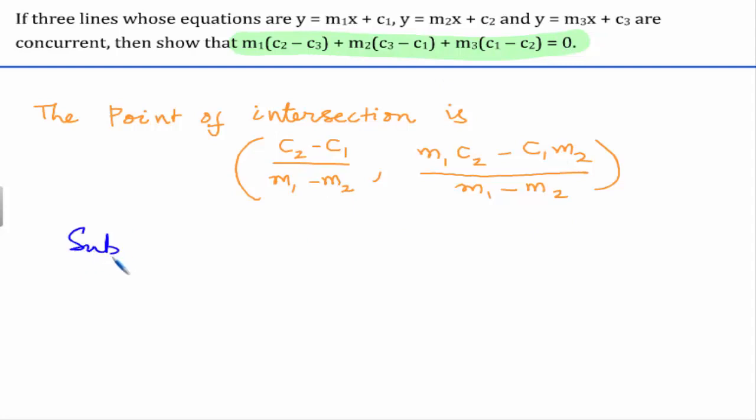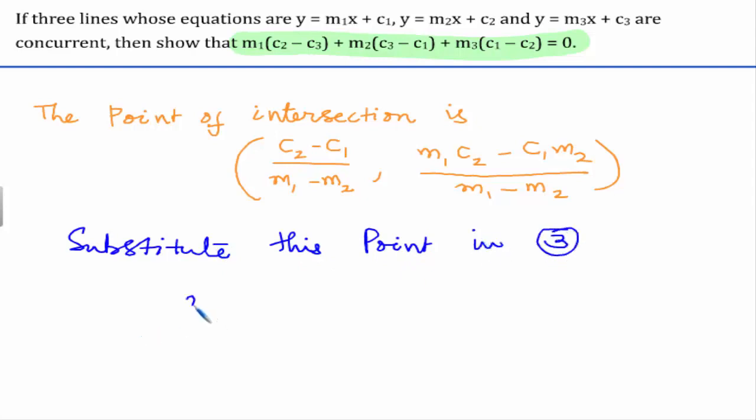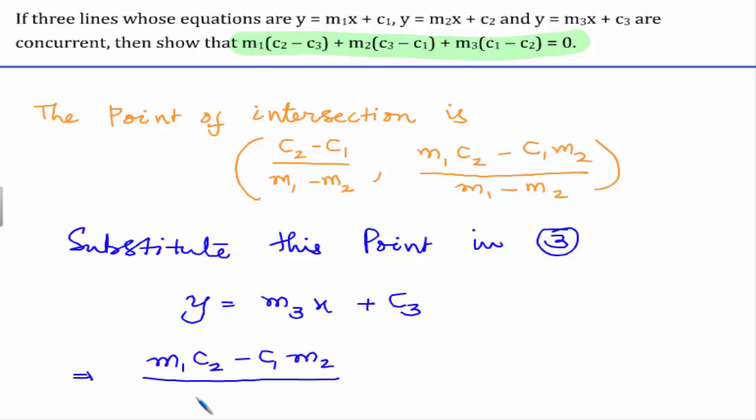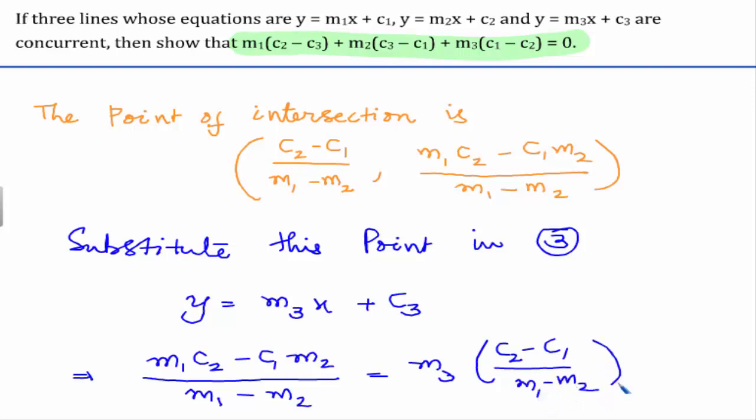So substitute this point in the equation 3. So that is y is equal to m3x plus c3. So y will be this m1 c2 minus c1 m2 by m1 minus m2, which is m3 into x, this c2 minus c1 by m1 minus m2, plus c3.